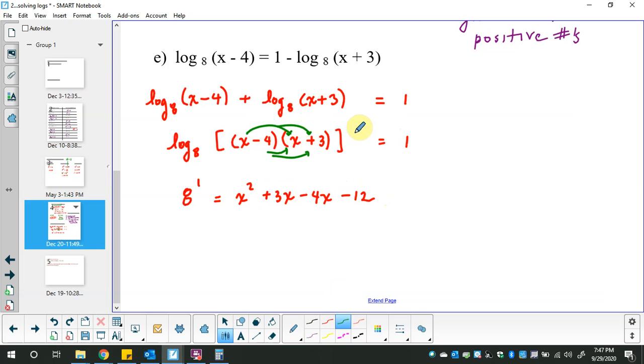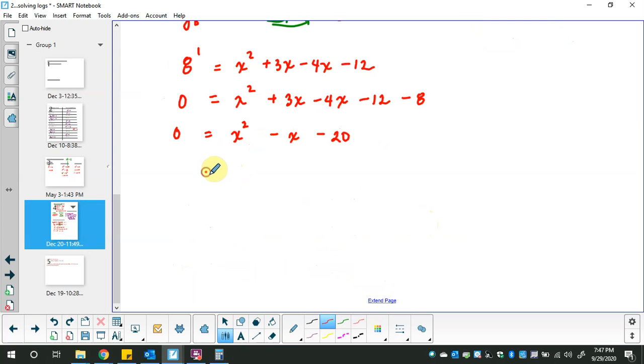So you can't just move the 1 over. You have to actually convert it. And then I still got an x squared, so that means that I'm going to bring everything over and make it equal 0. So I'm putting the 0 on the left because I like my x squared being a positive value. So 8 to the 1 is 8, so I'm just going to subtract it over here, and I'm going to collect like terms. So negative 1x, negative 20, and you can use the quadratic formula, or you can factor if it's factorable.